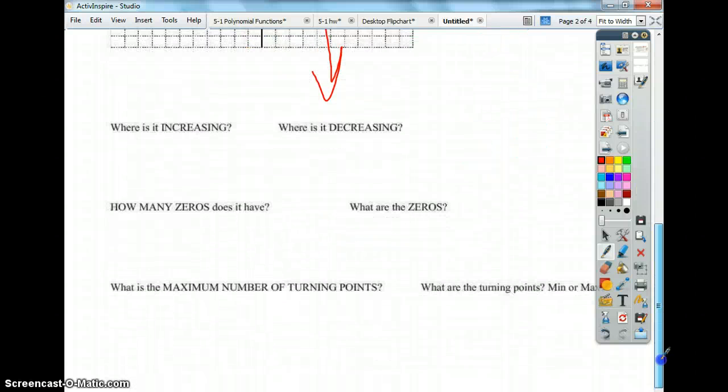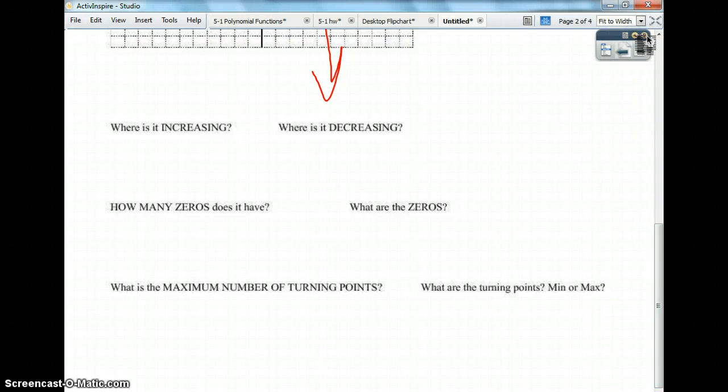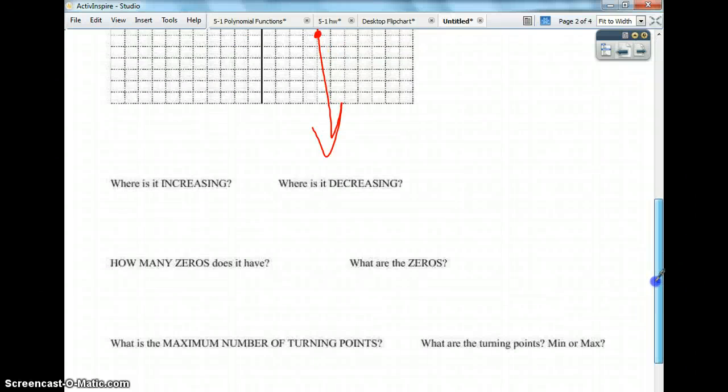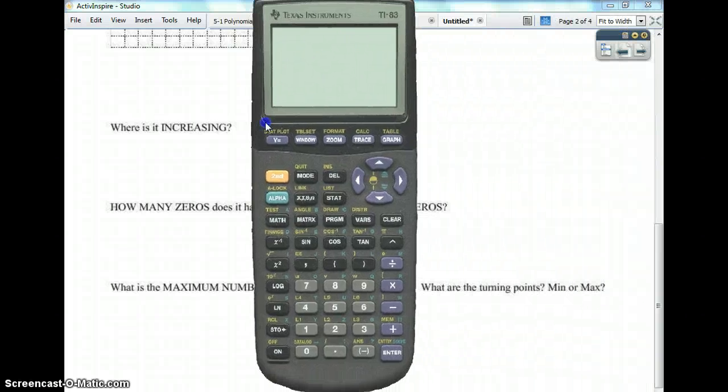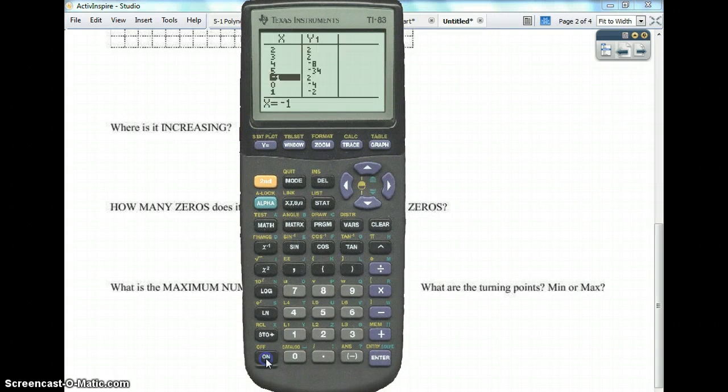Scroll down to the bottom of the page. And we're actually going to, because it makes sense in my math class, doesn't it? We're going to answer the last question first. Why not? What are the turning points? You need a calculator. So we're going to grab our calculator again. And everybody hit Zoom 6.